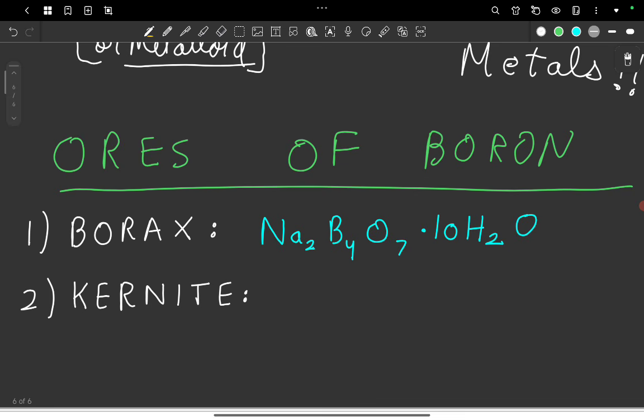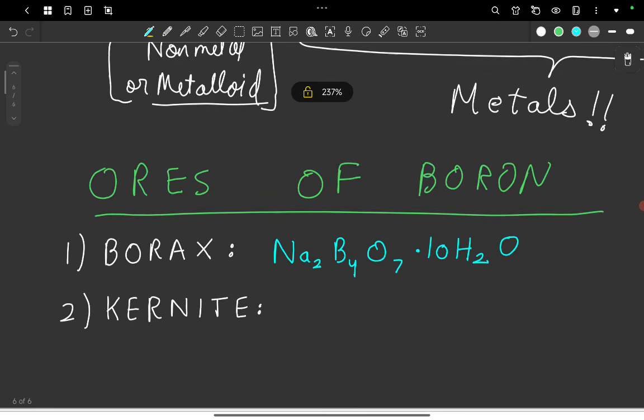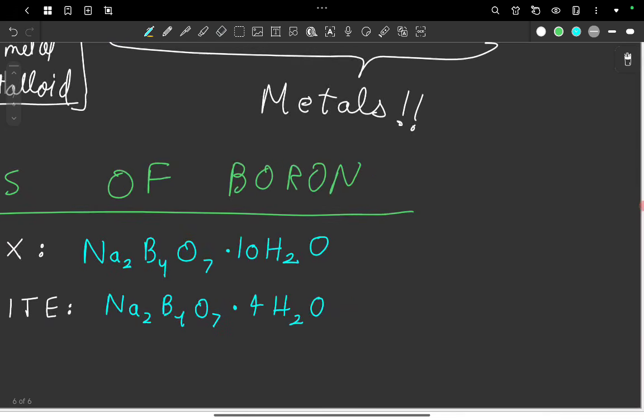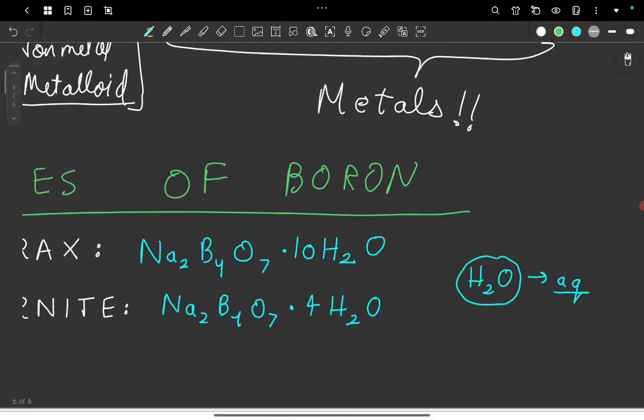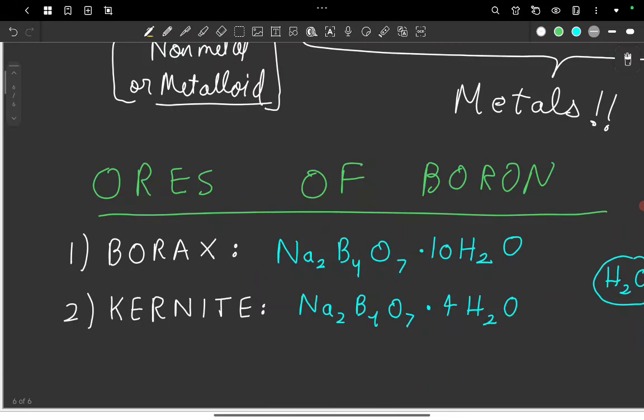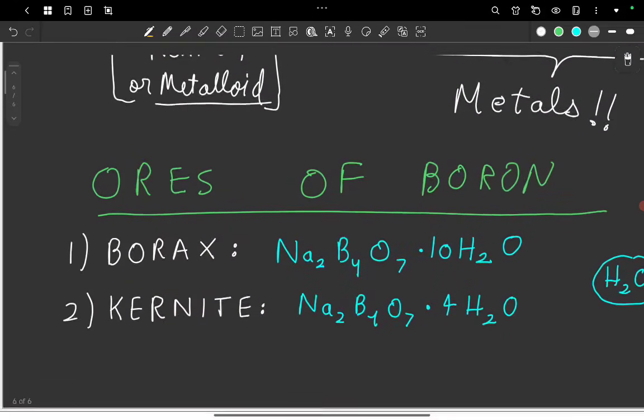Alright, now let's talk about kernite. Kernite is basically the same as borax, Na2B4O7. But instead of 10, it has 4 waters of crystallization. And just for future reference, I am going to write water of crystallization as AQ. So I don't have to write the bulky H and O and 2 again and again. It's annoying as hell. So borax and kernite, you remember.